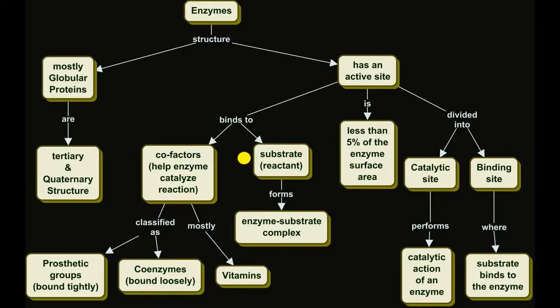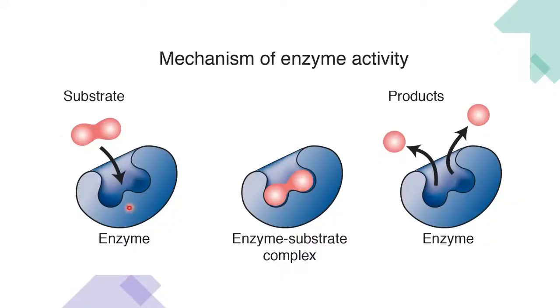So again, this enzyme active site will bind to the substrate, or we also call it the reactant. As the substrate or the reactant binds into the enzyme active site, this will create what we call the enzyme substrate complex. In other words, the enzyme has already the substrate that is attached to it. And later on, that will be processed that will produce the products later.